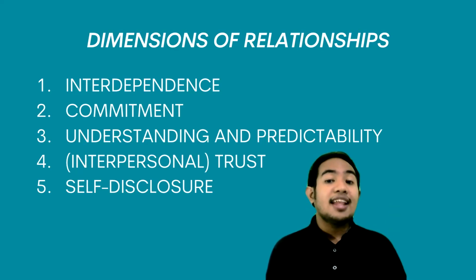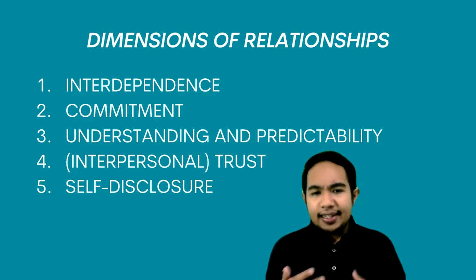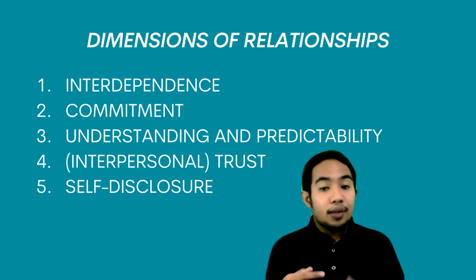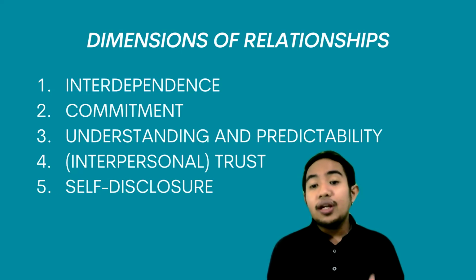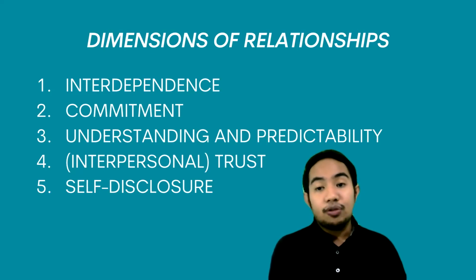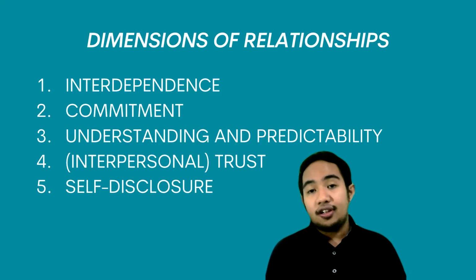Third is understanding and predictability. It gauges how well partners understand and can predict each other's behaviors. The more you become closer to that person, the more you get to know them, and the more it reduces your uncertainty with that person, and the more you get to predict his or her behavior in that particular situation.